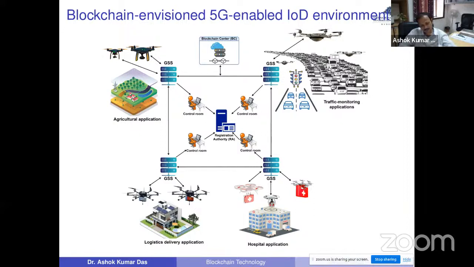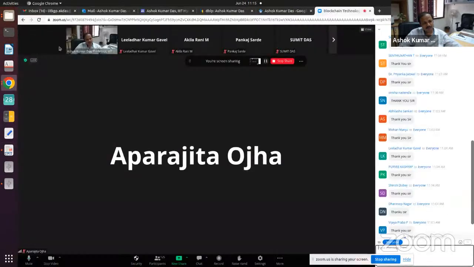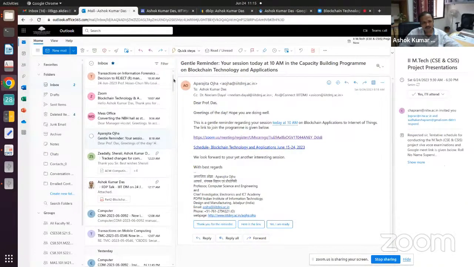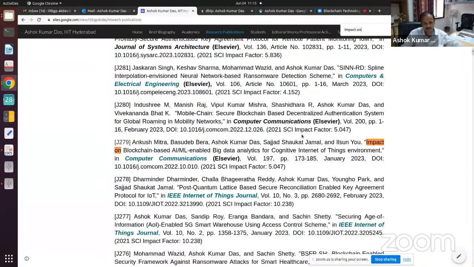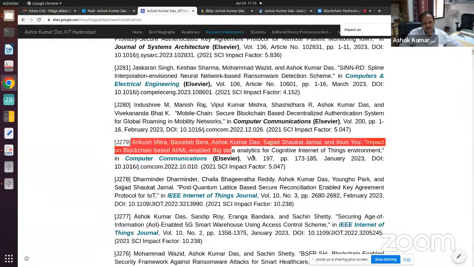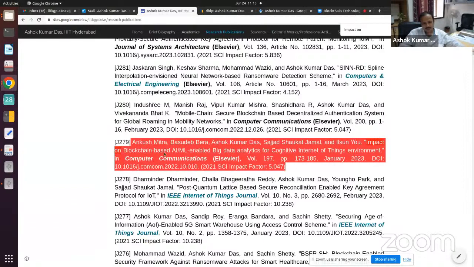The purpose of big data analytics is to use machine learning algorithms, AI/ML algorithms. One of the other papers that we had, you can also read; it is one of the interesting papers. The paper is titled "Impact of Blockchain-based AI/ML-based Big Data Analytics for Cognitive Internet of Things Environment." It was published in Computer Communications, Elsevier.